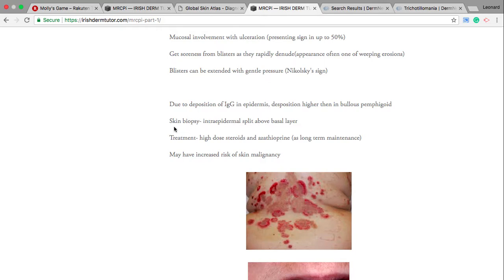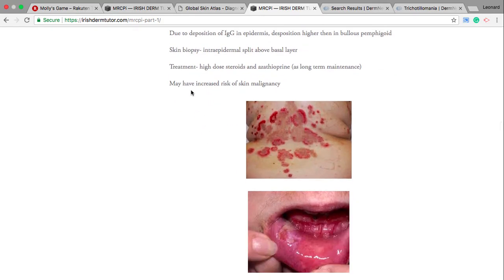So a skin biopsy will show that the split is above the basal layer, and in this case we treat with high dose steroids, and we might add in azathioprine, which is an immunosuppressant, and we can use that as long-term maintenance. I've written it here, and apparently you may have an increased risk of skin malignancy.